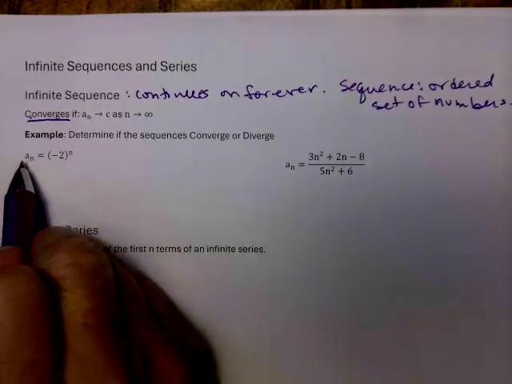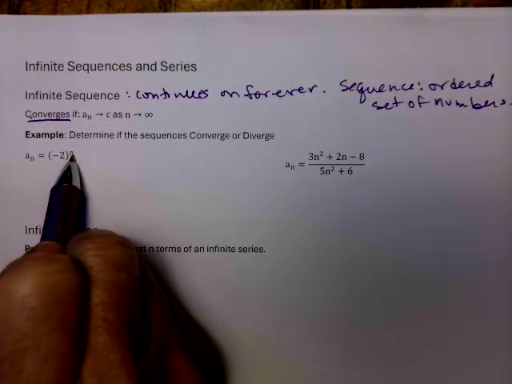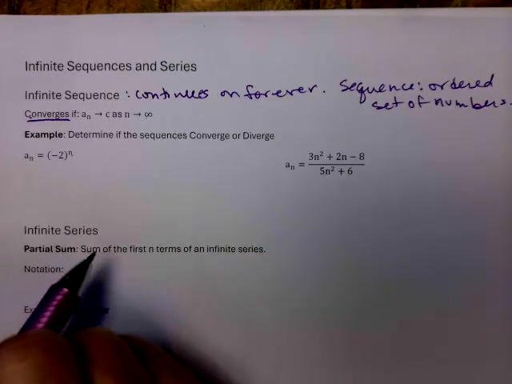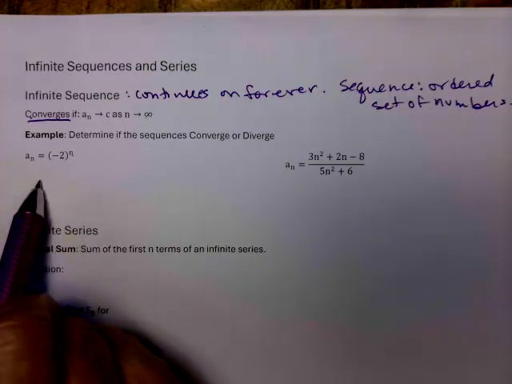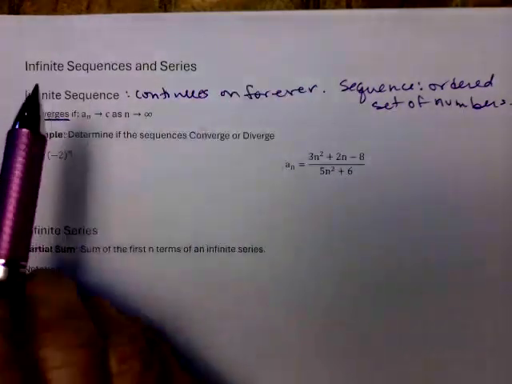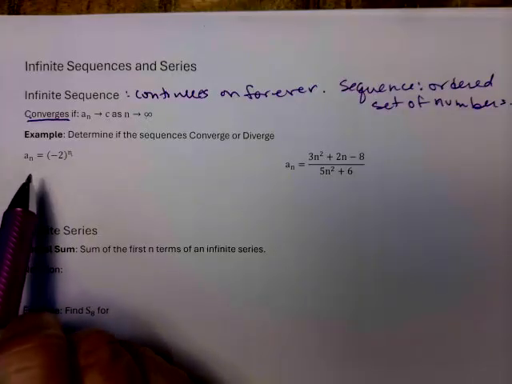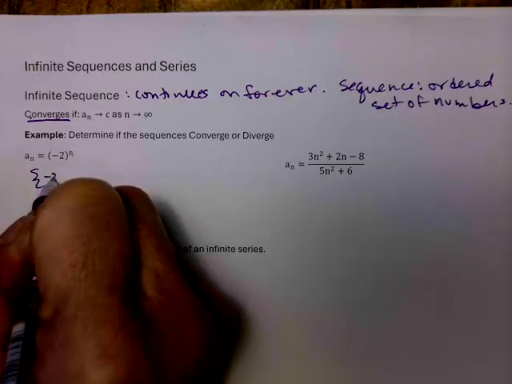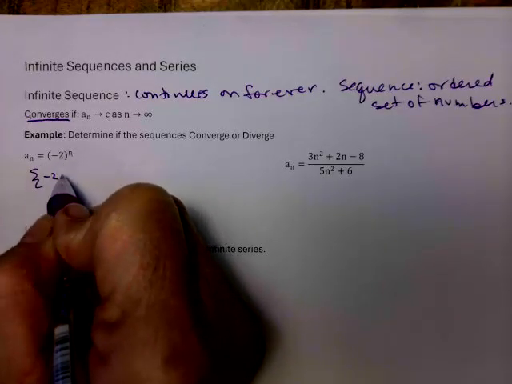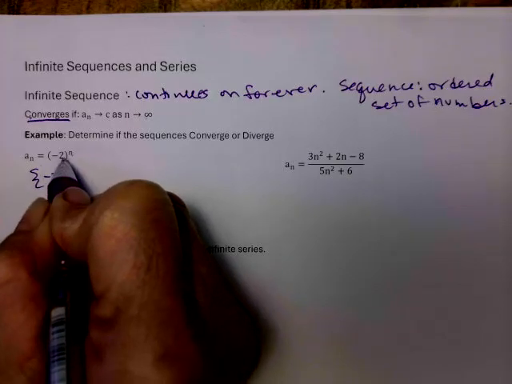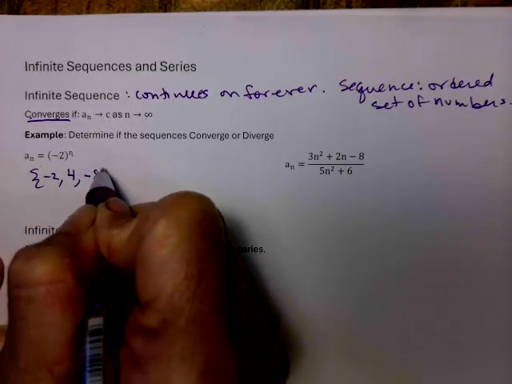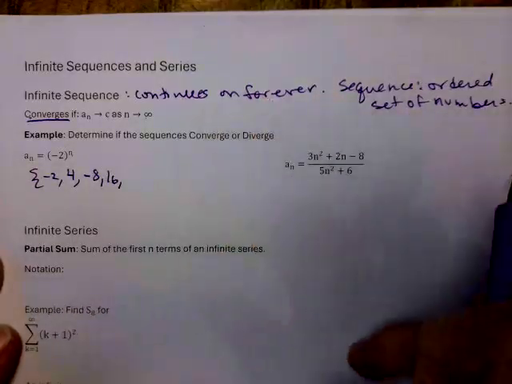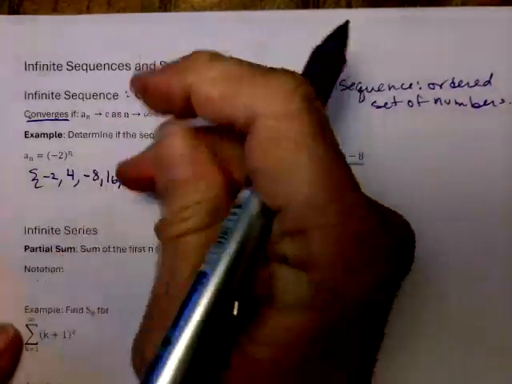My first example, a sub n equals (-2) to the n. I find the easiest thing to do is write out the first couple of terms and see if we see a pattern. So n equals 1 gives me -2. N equals 2, -2 quantity squared is +4. N equals 3 would be -8, then +16. You can imagine this, right, flipping back and forth between positive and negative, but getting really big.